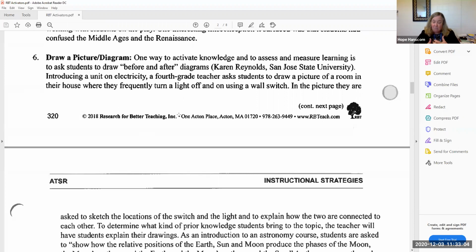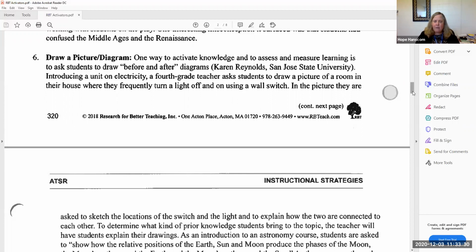So that's something they all have, a room in their house, more or less, where they use a light switch. And if they don't, they could even draw their classroom. But I would say most of our kids do have that. It's something they can really latch onto, that they understand, which gets them geared up to accept whatever learning is coming their way because they feel connected to it. So I liked that one for COVID time.